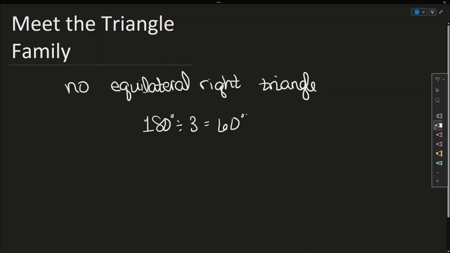But a right triangle must have one angle equal to 90 degrees. A triangle cannot have all angles equal to 60 degrees and also have one angle equal to 90 degrees, so an equilateral right triangle is impossible. This is a great example of how definitions interact. Some combinations work and some do not.